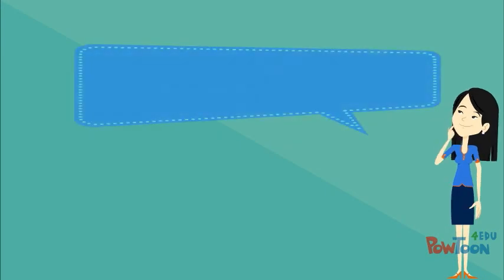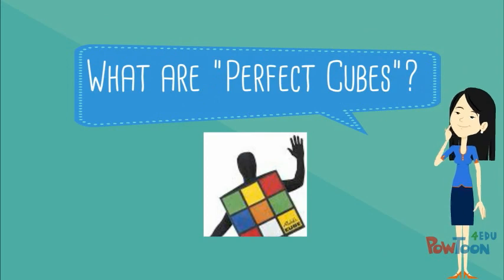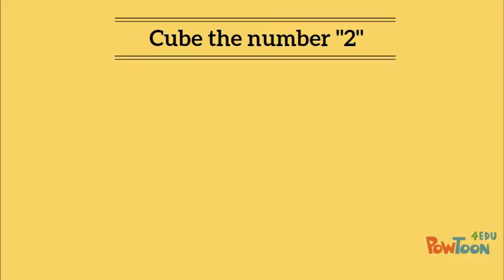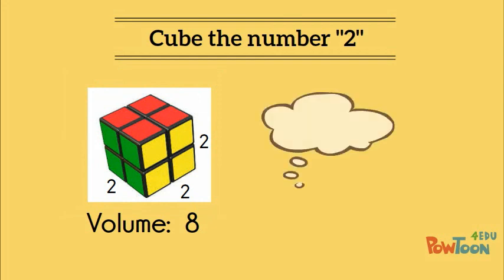What are perfect cubes? To cube the number 2, we'll imagine a cube of side length 2. The volume of this cube will be 8 cubic units. And so the math sentence that we can use is 2 to the 3rd power equals 8, or 2 cubed equals 8.